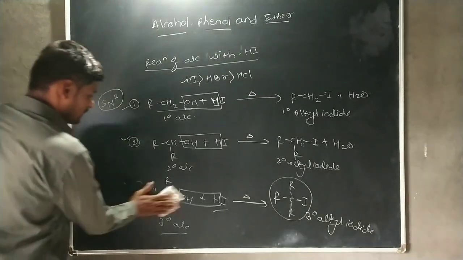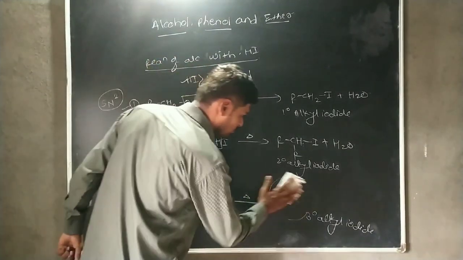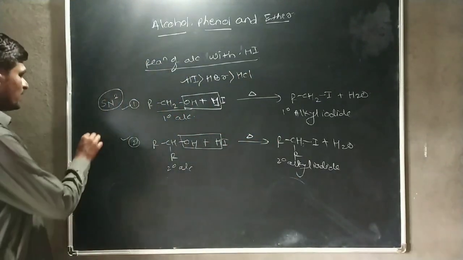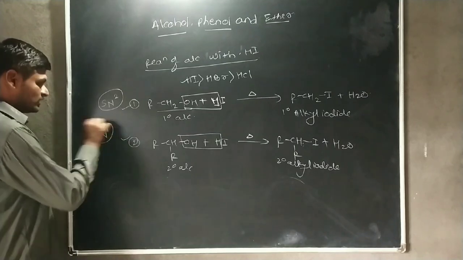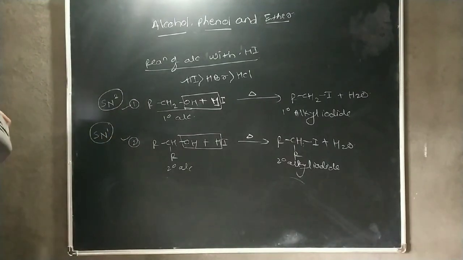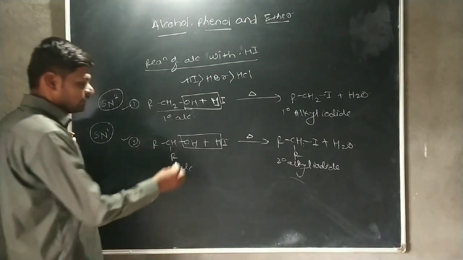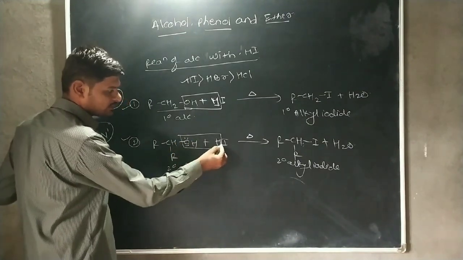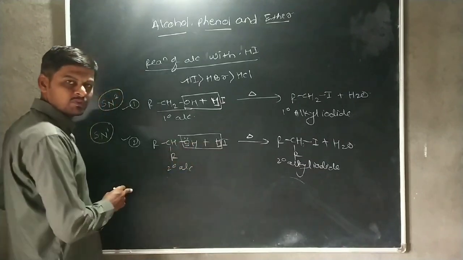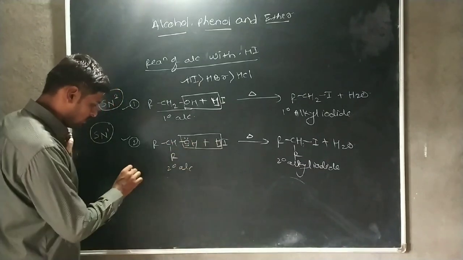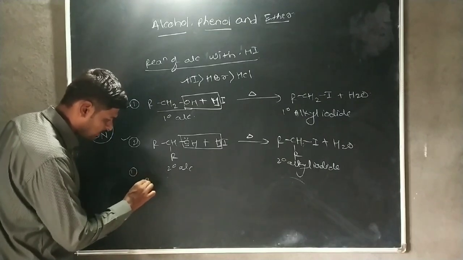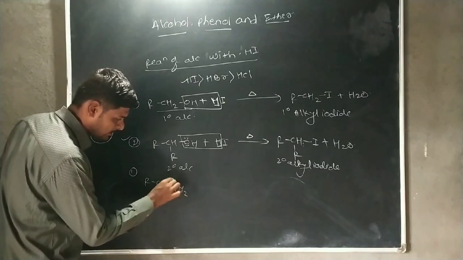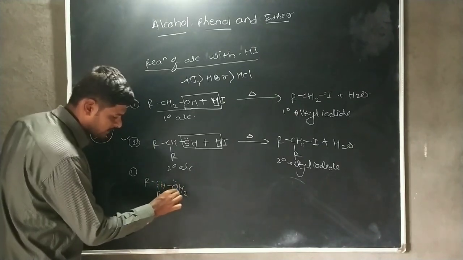But the mechanism of the secondary alcohol follows the SN1 reaction. That means the oxygen withdraws the H+ ion towards itself, and firstly there is a formation of a protonated alcohol.